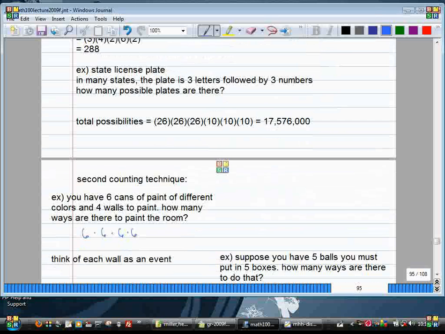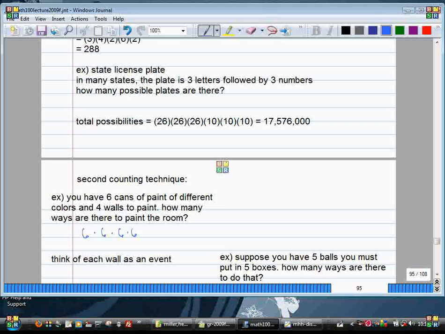You got 4 balls left. Yes. So the next thing is you have to put a ball in another box. Now how many ways are there to do that? 4. Now there's 4. You dig? Sorry? Right.